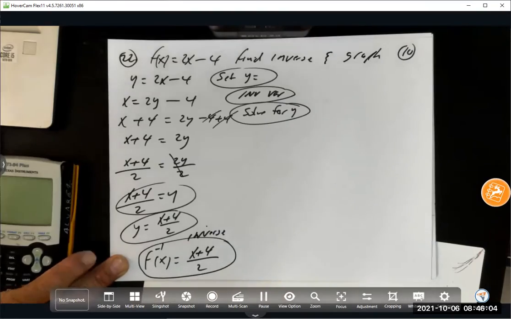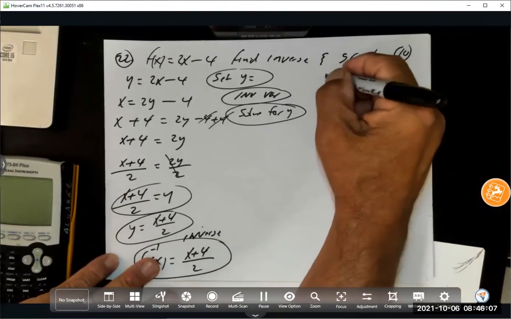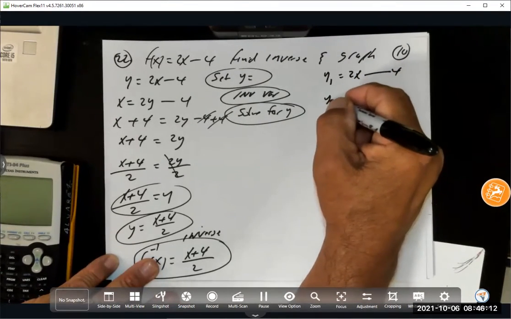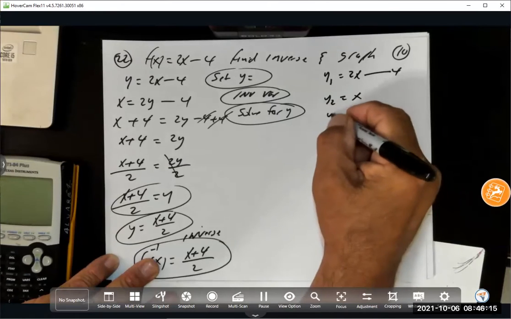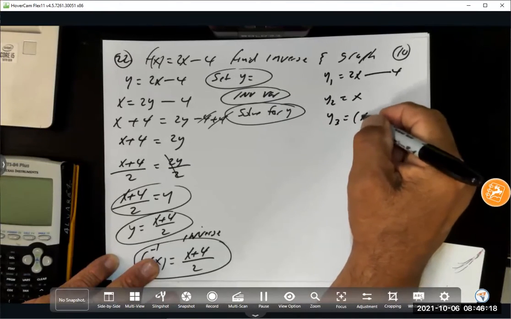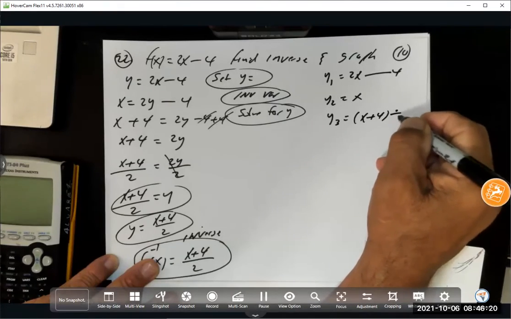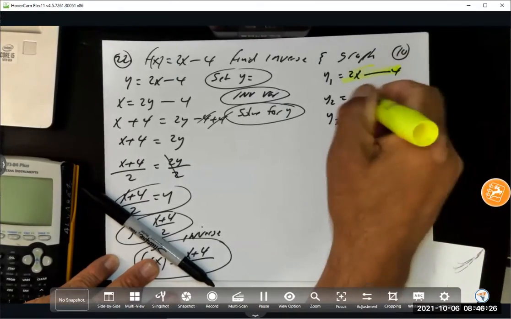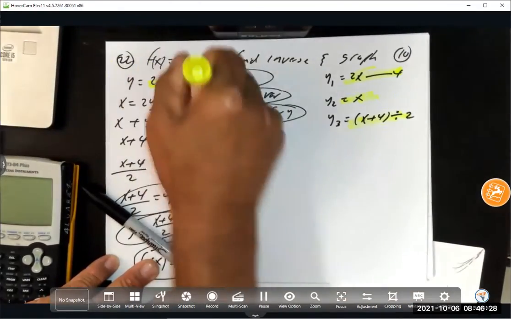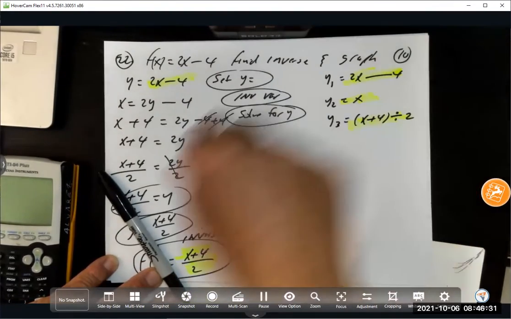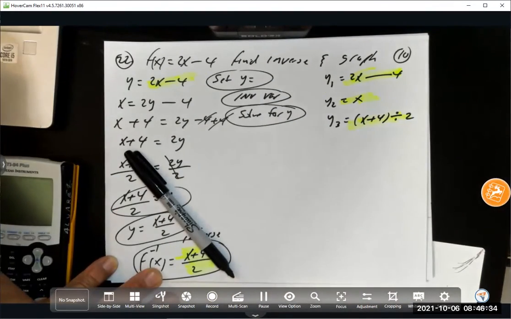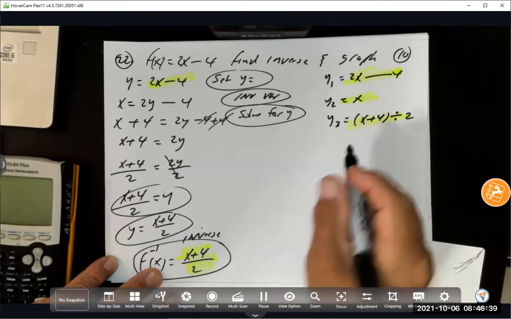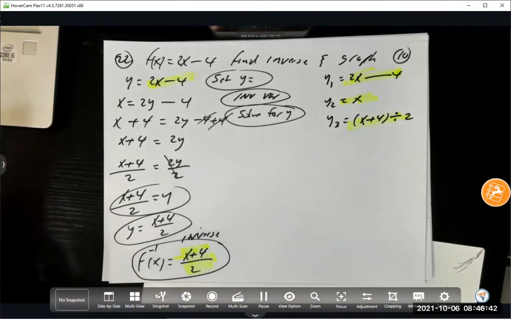Now you're gonna have to graph 3 things. The first one is going to be the original problem, 2x minus 4. The second one is the generic answer, this x. The third one is going to be this harder one, x plus 4 divided by 2. So you're going to have to graph this one, that one, and that one. And I got them from right here. All right, so now put these numbers in here. Let me get my machine. Hang on a second.